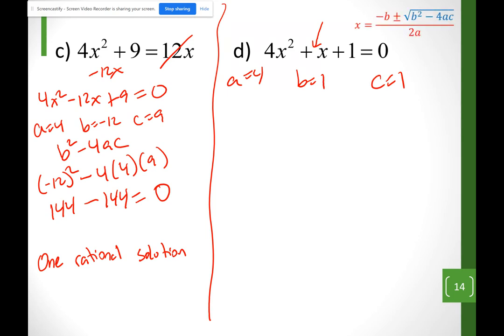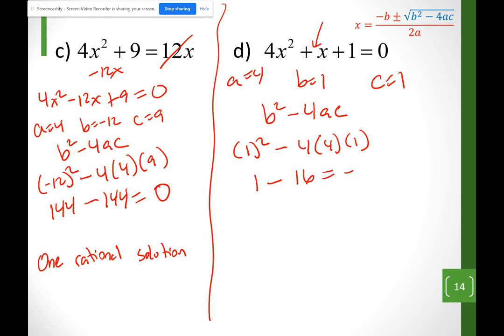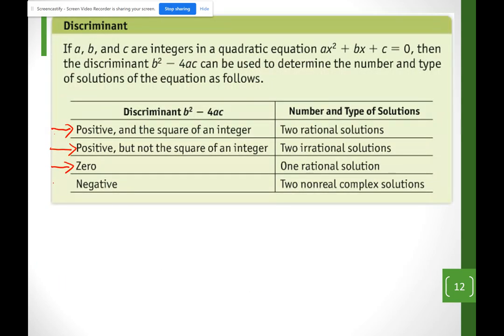Let me remember the quadratic formula. So I'm just looking at the boy was being squared, so he lost a chance with 4 awesome chicks. All right, B squared. So I have 1 squared minus 4 times 4 times 1. So I have 1 minus 16. I know that's going to equal negative 15. My discriminant in this case is negative. Let me go back a couple slides. My discriminant is negative, so my solution should be 2 non-real complex solutions.